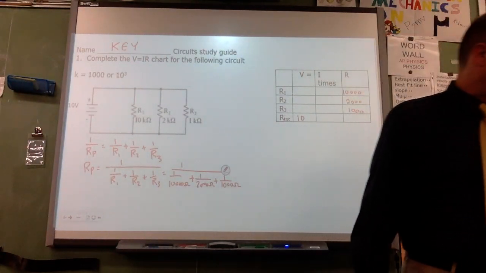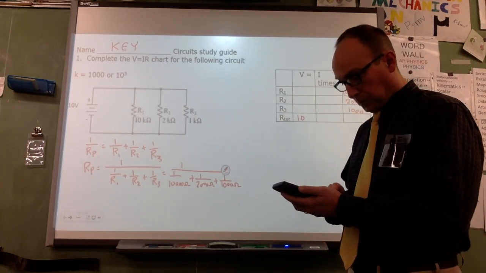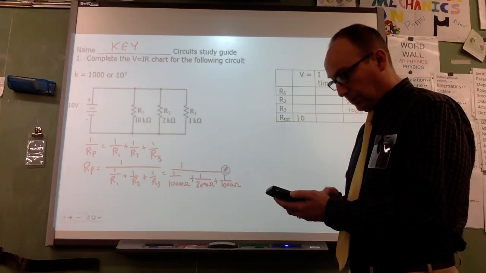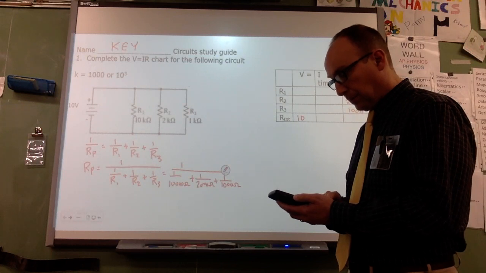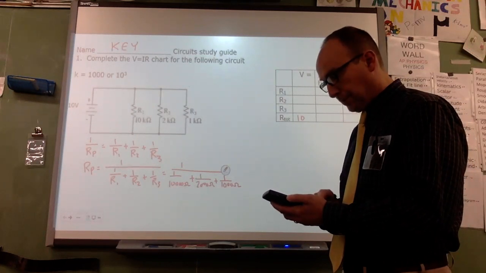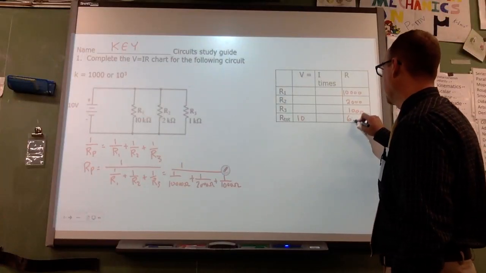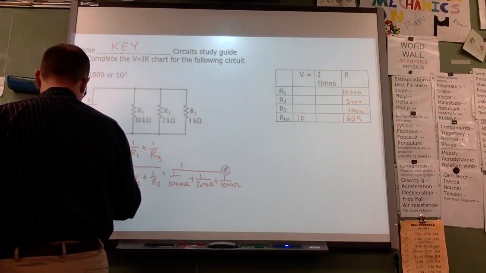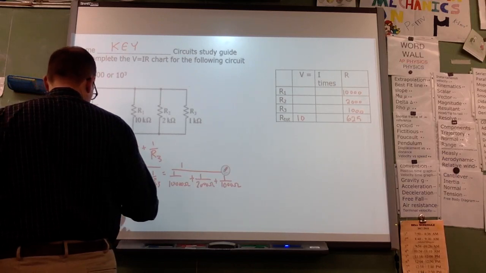Now I'm going to put this in my calculator. And I get 625. So that's going to go in my chart. So my R total or my R parallel is 625.